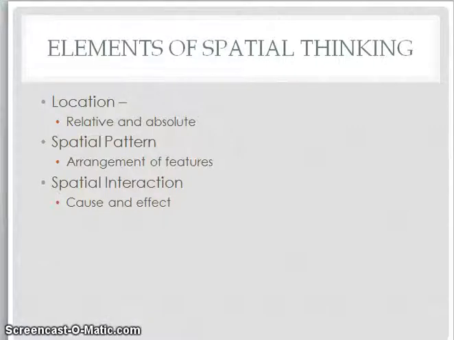The other element of spatial thinking is this idea of spatial patterns. So the arrangements of features. When you look at the Cascade Range and the Rockies, they're very linear north to south. So why is that? And is there a cause for that? Why do some streams have a meandering pattern and some streams have what's called a trellis pattern? They look like grape trellises.